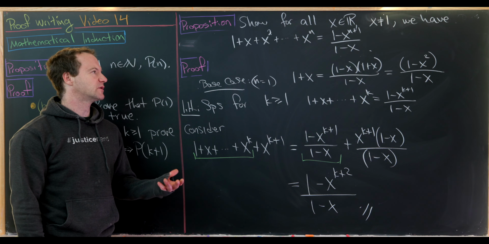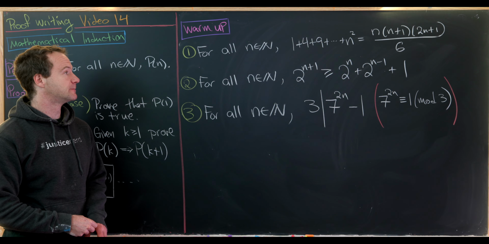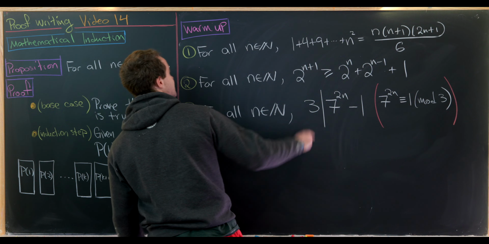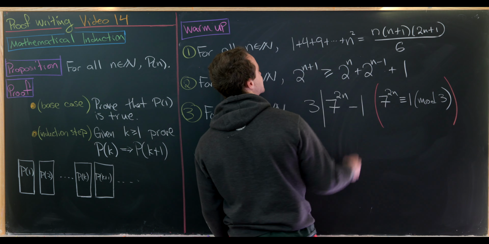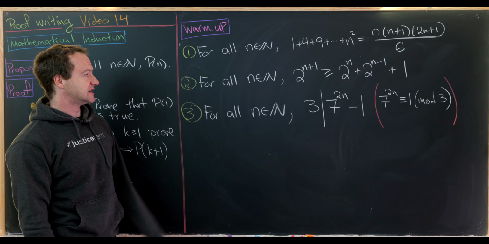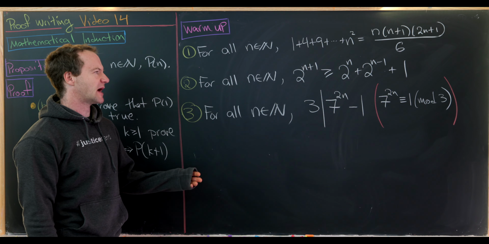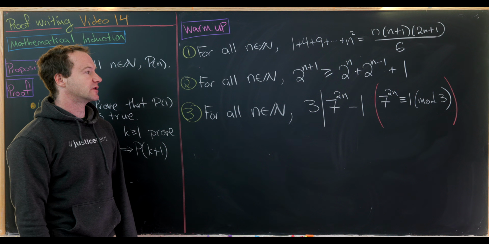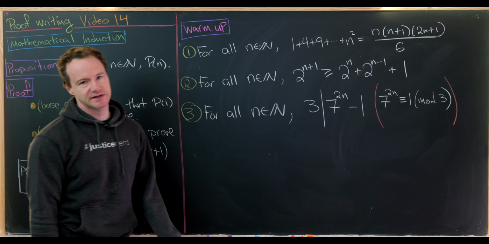Okay, now let's end with some warm-ups. So I've got 3 warm-up exercises based off what we saw today. So the first is to show that the sum of the first n squares is equal to n times n plus 1 times 2n plus 1 over 6. Next is this nice inequality involving powers of 2. We have 2n plus 1, 2 to the power n plus 1, is bigger than or equal to 2 to the power n plus 2 to the n minus 1 plus 1.